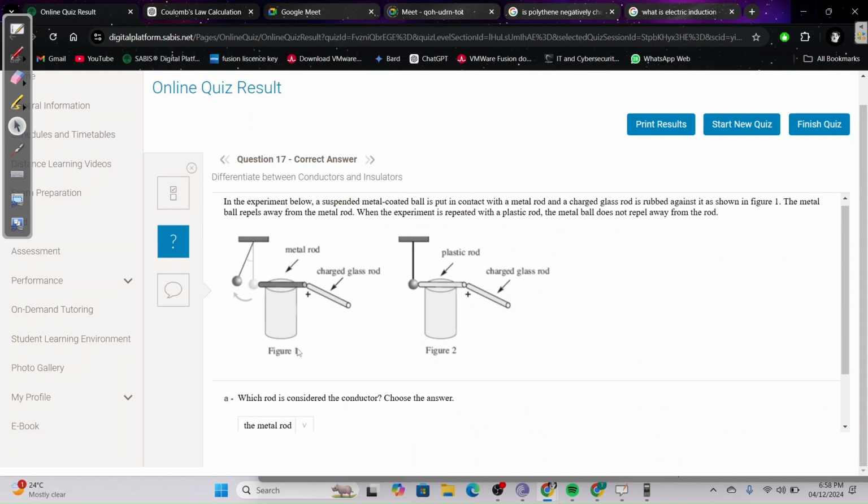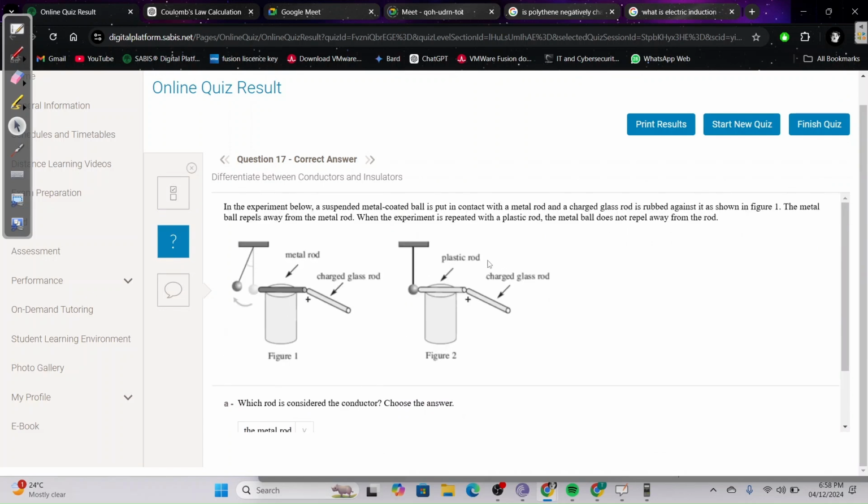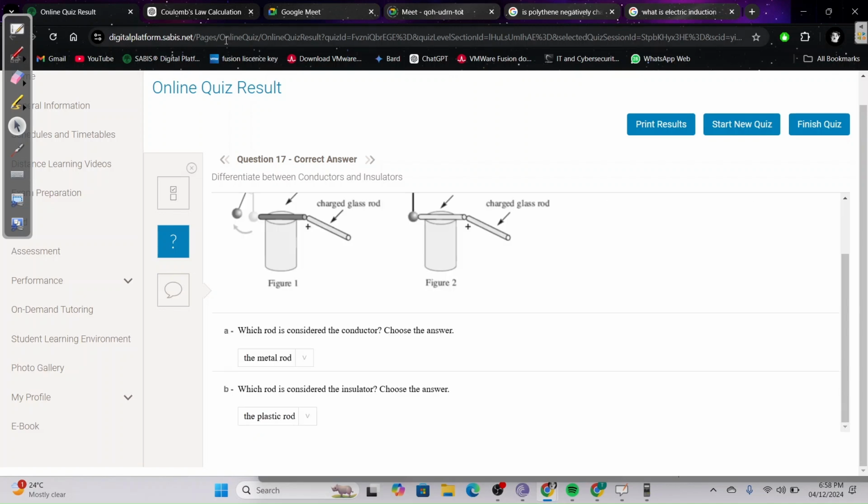Question 17. Which rods are considered the conductor, the metal rod, and which rod is considered the insulator, the plastic rod. I don't even need to read the question. Here, as you can see, this moved back. This repelled because this is positive. Here, we can assume that this is a positively charged ball as well because it repels. Here, nothing happens. This stopped all the charges. This stopped the positive charge from going in. I explained this before. So this stays stationary. So this is an insulator, this is a conductor. The metal is the conductor, and the plastic is the insulator.